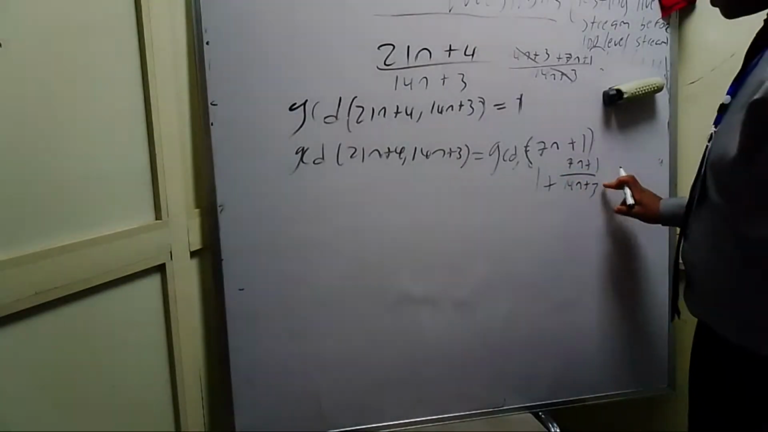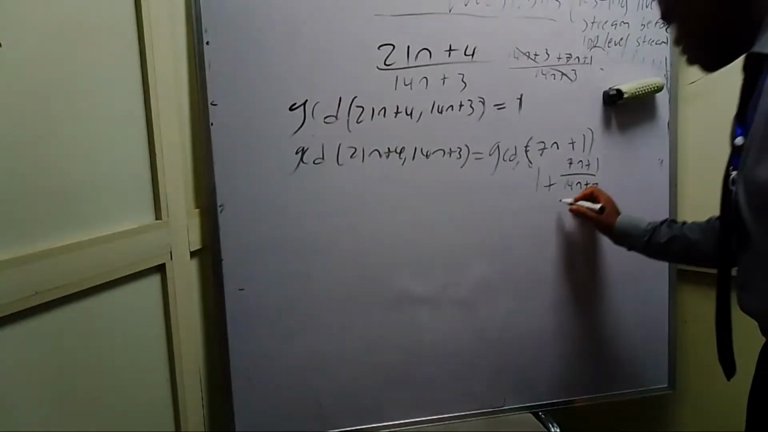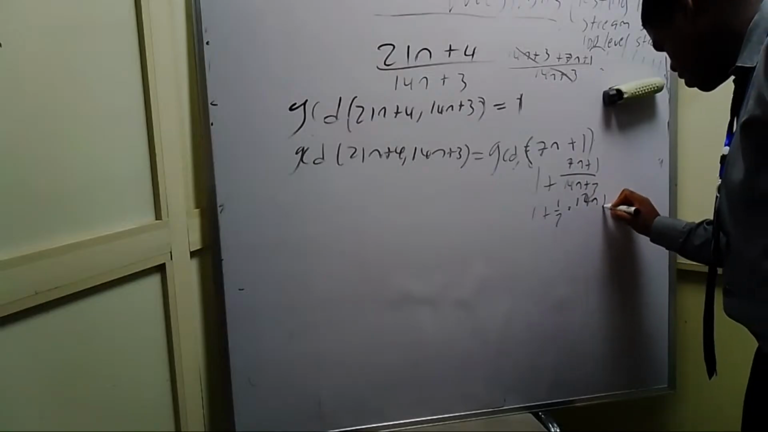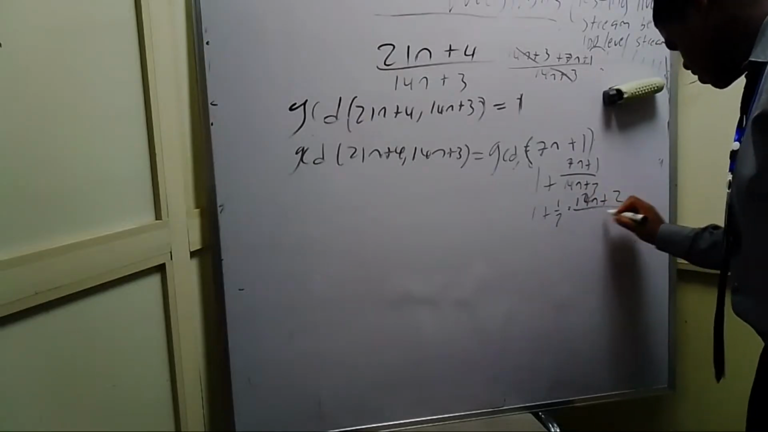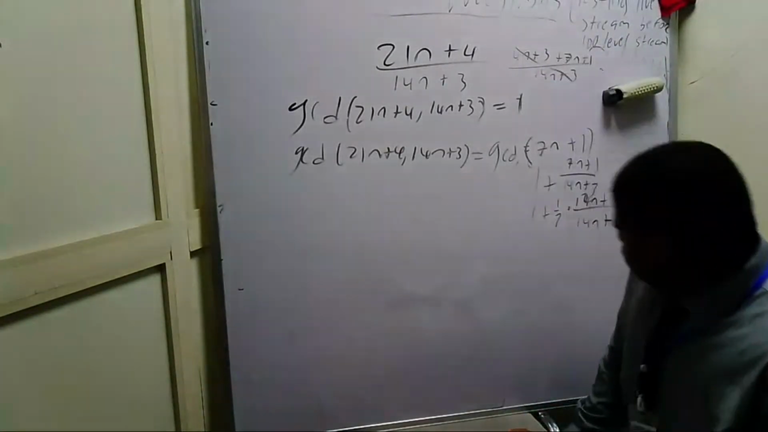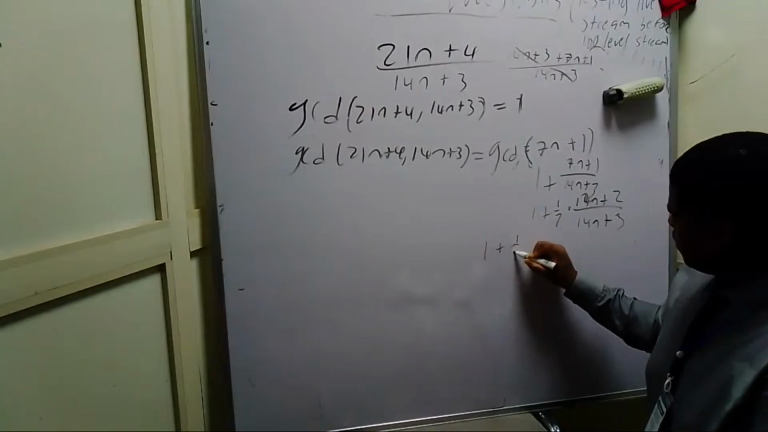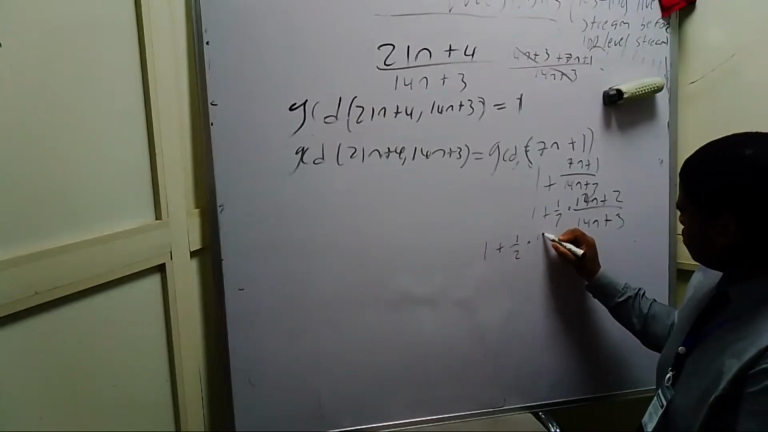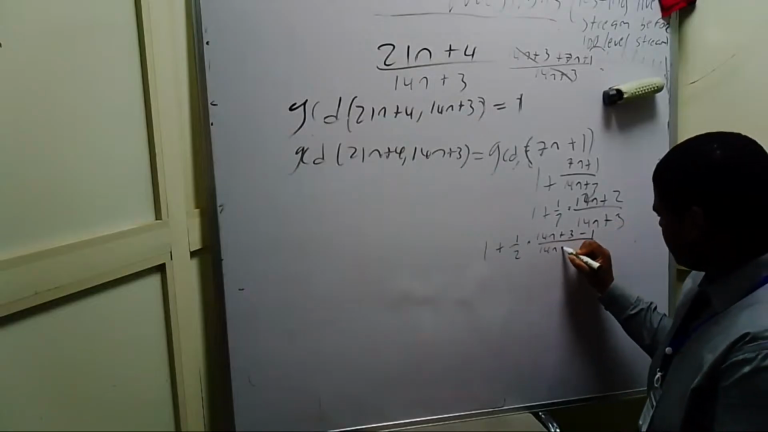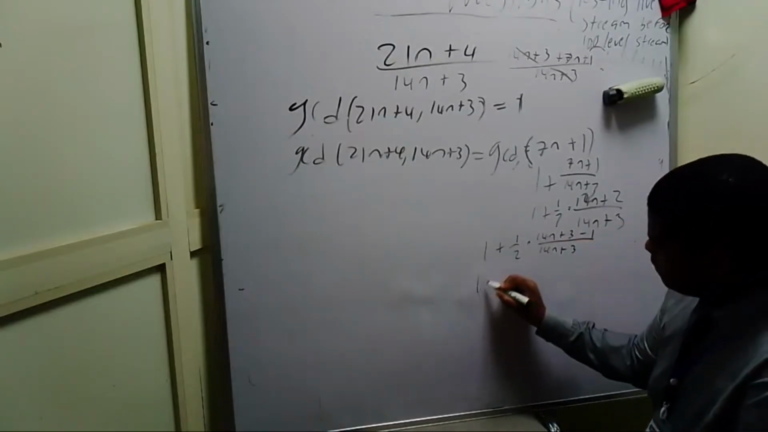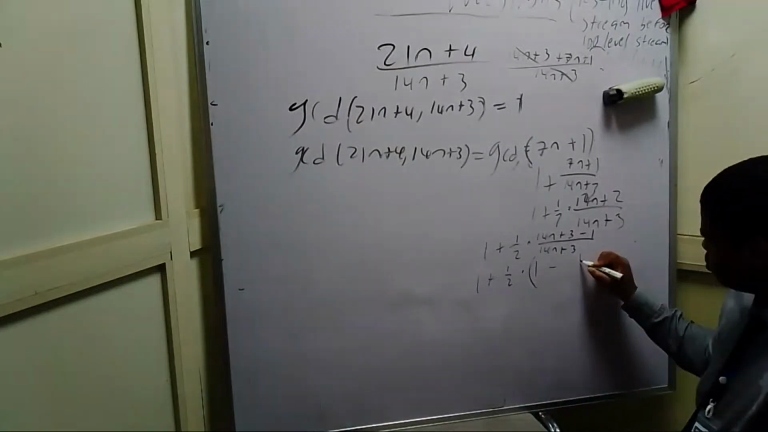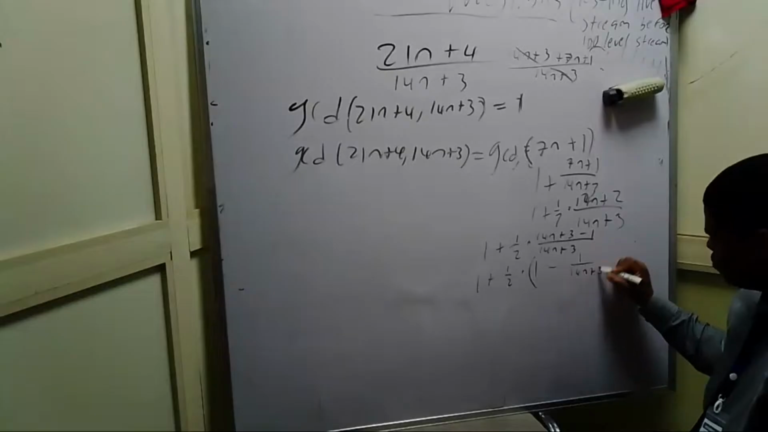If you multiply up and down by 2, you have 1 plus 1 over 2 times (14n plus 2) divided by (14n plus 3). This will leave you with 1 plus 1 over 2 times (14n plus 3 minus 1) divided by (14n plus 3). This will leave you with 1 plus 1 over 2 times (1 minus 1 over (14n plus 3)).